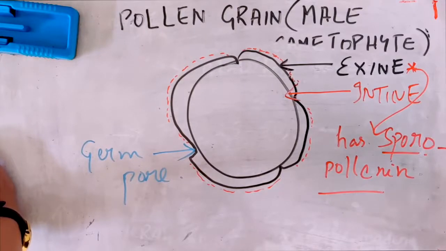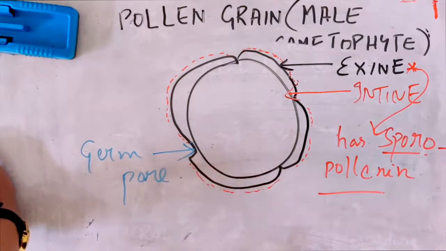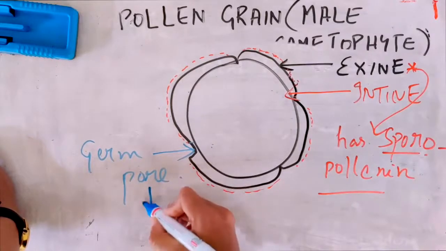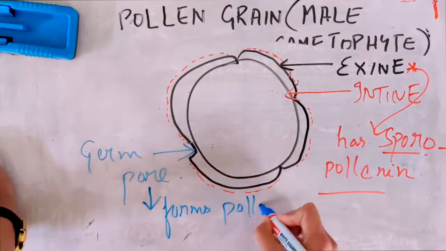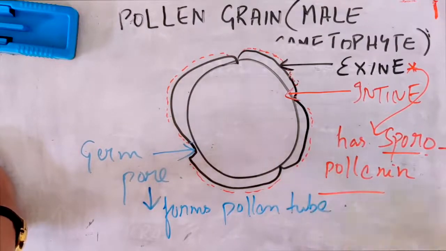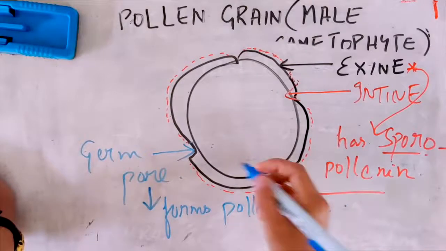Now the function of the germ pore. From the germ pore the pollen tube forms. The pollen grain forms a tube, and the tube goes through the stigma, style, then ovary, where fertilization happens. Why is the germ pore important? Because it will form the pollen tube. It will form a long pollen tube.